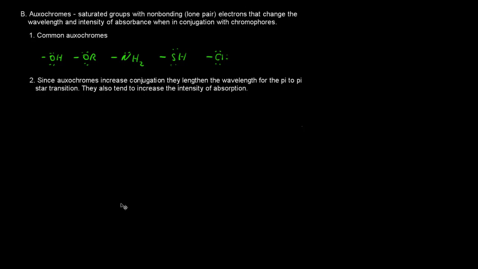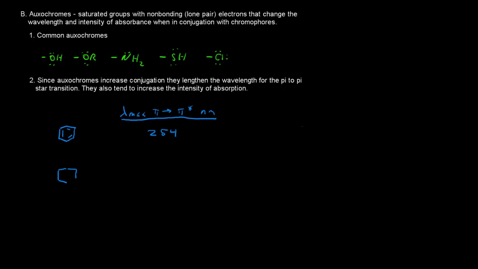To give you a quick example of that, let's look at the pi to pi star transition, the lambda max for benzene, which is about 254 nanometers. Now we'll add a common oxychrome to make phenol. That's an OH group.